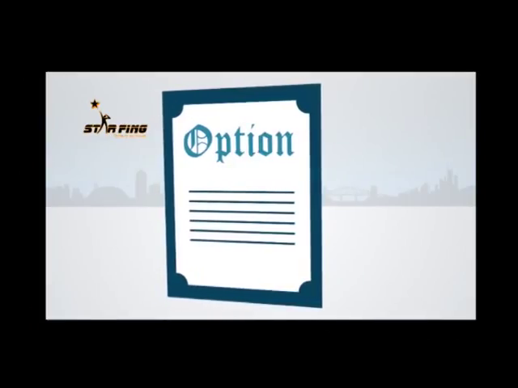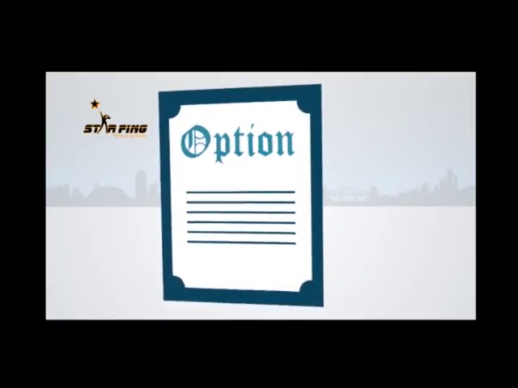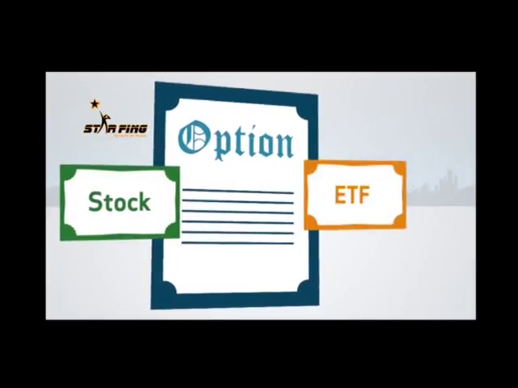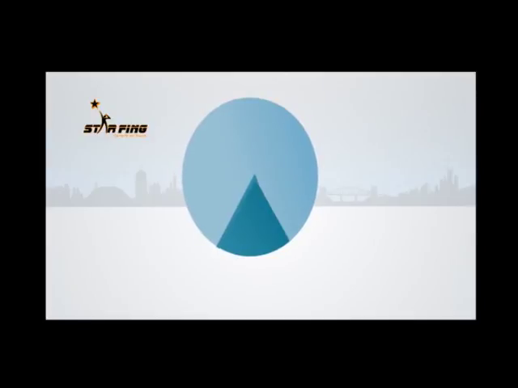Options trading is an alternative way for investors to invest in the performance of a security, such as a stock or an ETF. By trading options, an investor can capture the up or down movement of a security while only investing a fraction of the cost it would take to own the actual security.